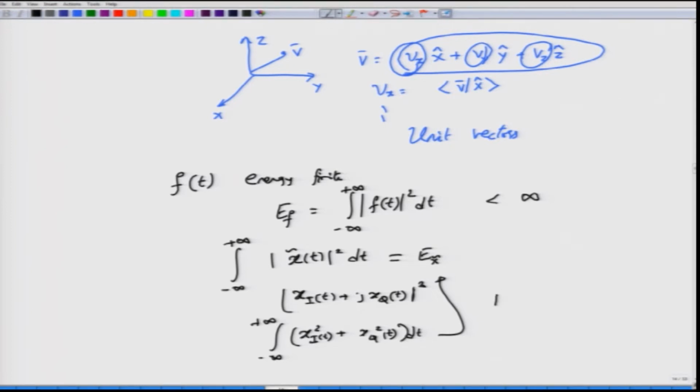Okay. So, you have E x I plus E x q, where E x I and E x q are the energies of in phase and quadrature component. So, this is something that is now intuitively appealing to us, because energy of a complex signal has been defined. What if we define the inner product of two complex signals, which we will call f of t and g of t, in this manner?